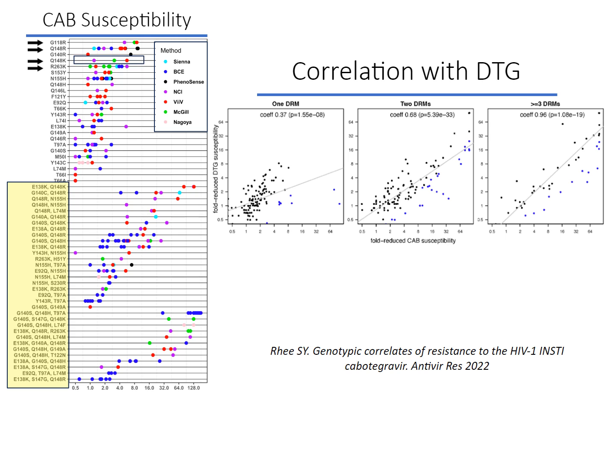The 3 figures on the right indicate that for similar mutation patterns, the fold reduced susceptibility for cabotegravir correlated strongly with the fold reduced susceptibility for dolutegravir, especially for viruses containing 2 or greater than or equal to 3 drug resistance mutations, with the slope of the lines indicating higher levels of resistance to cabotegravir than to dolutegravir for viruses with the same drug resistance mutations.